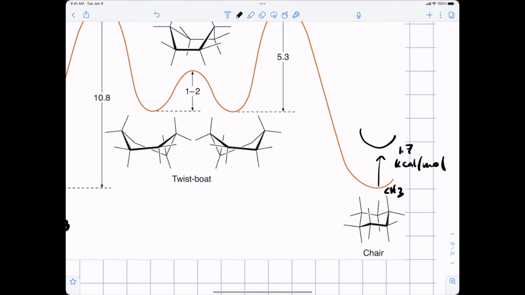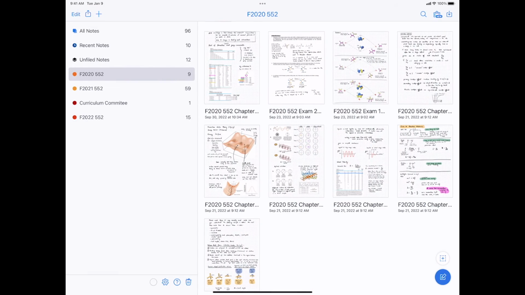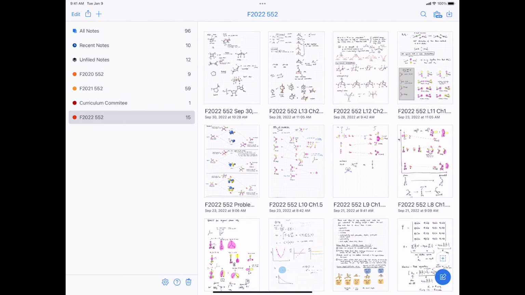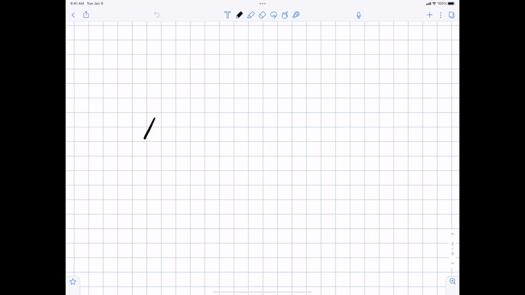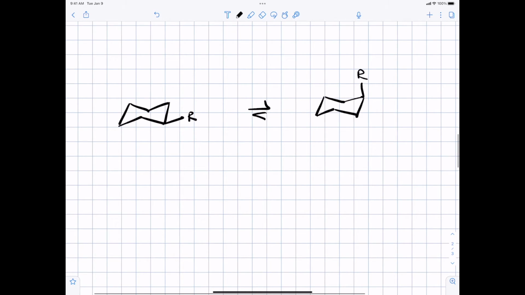Right, so you can take the free energy difference. For any given substituent, you can take the free energy difference between having a group equatorial versus axial, and you can measure how upward in free energy it is. And you can measure the delta G of that reaction. If, for example, R equals the methyl group, the delta G for that reaction is 1.7 kilocalories per mole.